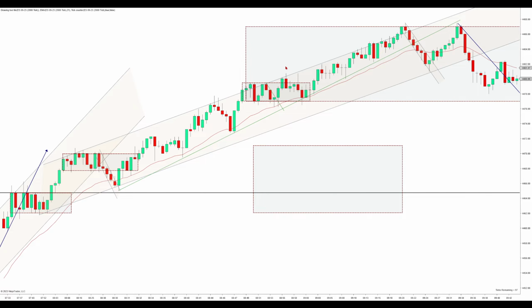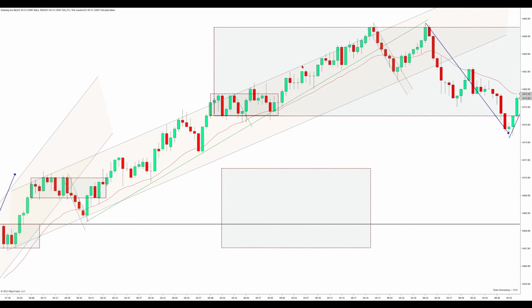But anyway, we push on up here. We get this first entry long, second entry long. It's right into these highs. No way you're going to be able to safely take that. We just continue on higher up. We get these corrections.